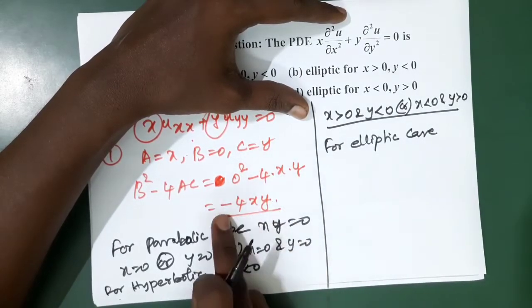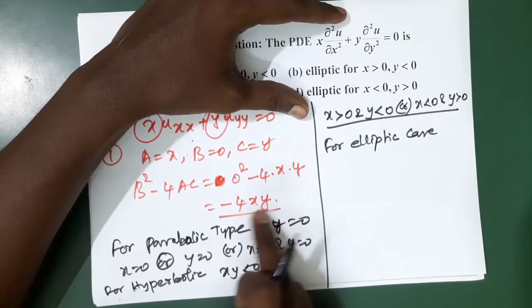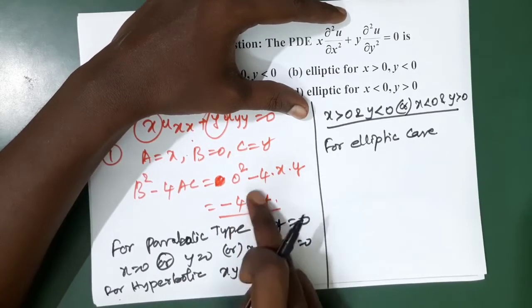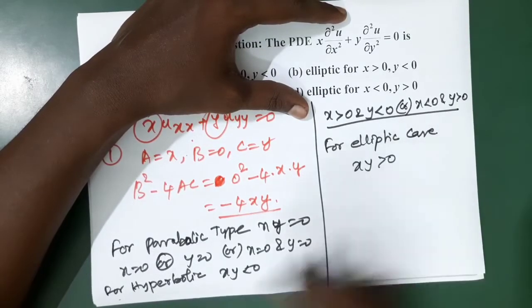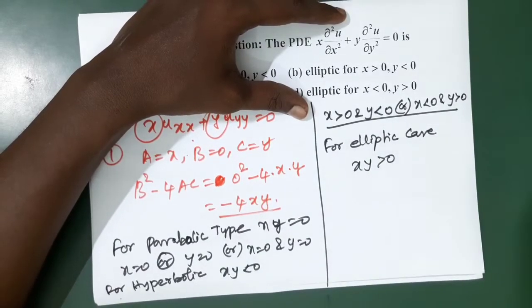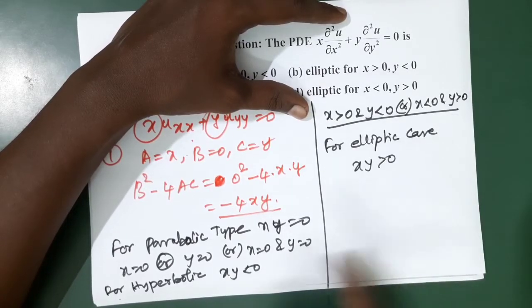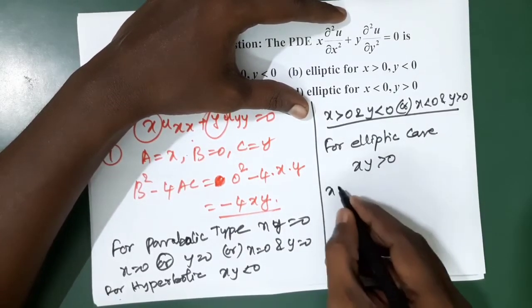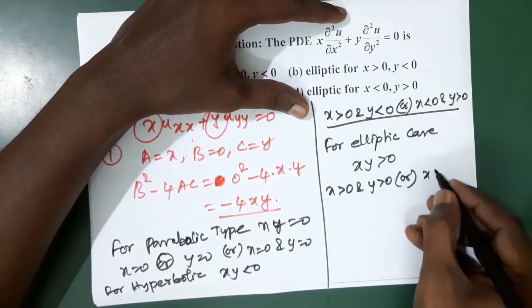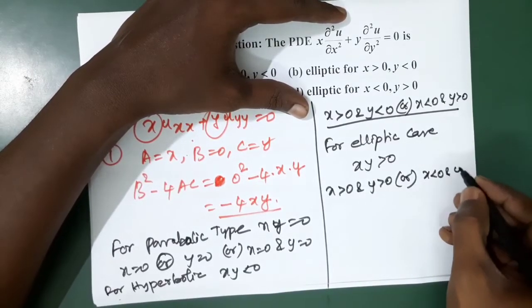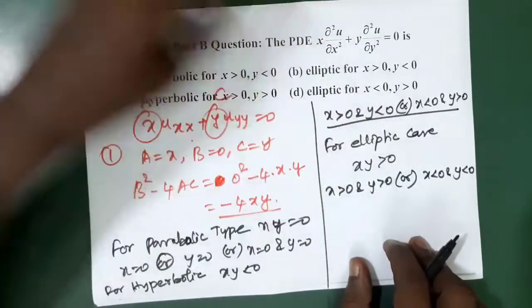this should be negative, so already the minus sign is there. So xy should be, 4 is a number, so xy should be greater than 0. When the product of two numbers is greater than 0, both are positive or both are negative. So x is greater than 0 and y is greater than 0, or x is less than 0 and y is less than 0.